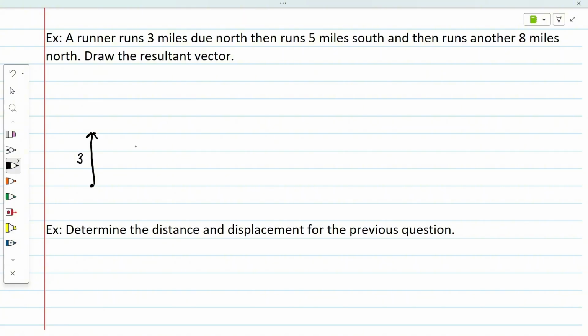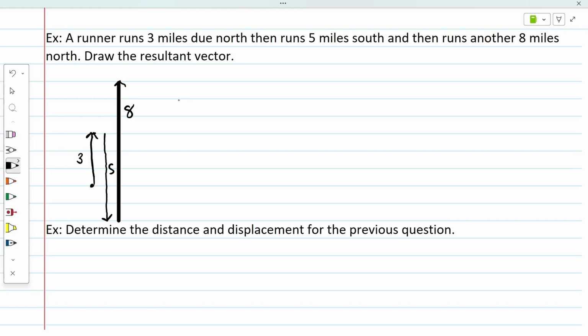And now it turns around and runs 5 miles south. Whenever you're adding vectors, you always want to draw them tip to tail. So you can start from here and draw it down 5. So that would be your 5 miles south. And then it turns around again and runs another 8 miles north. So I can draw it from down here and go 5, 6, 7, 8. Okay, I don't know why it got so thick there, but whatever. So then we have 8 right there.